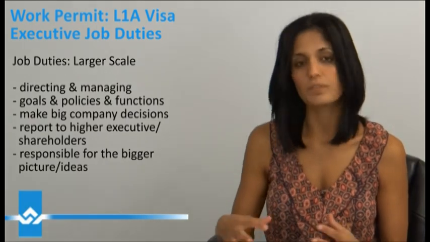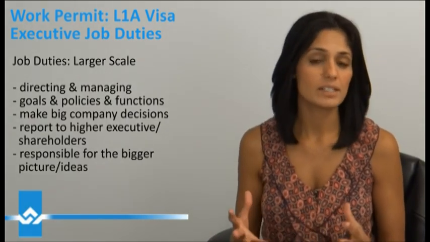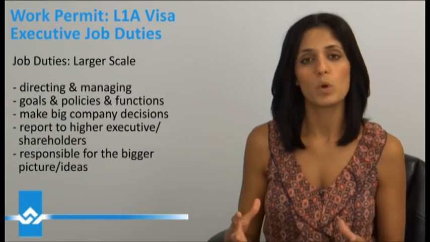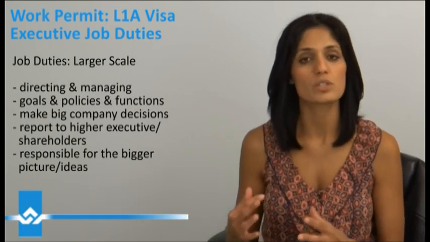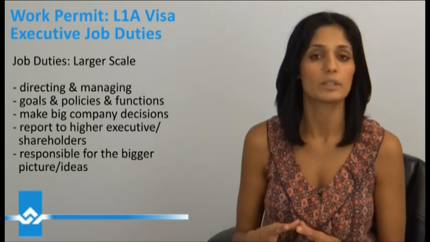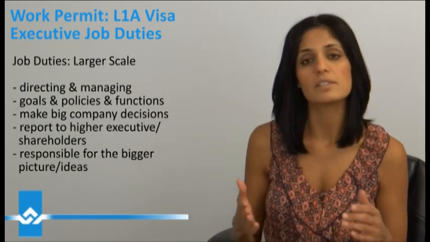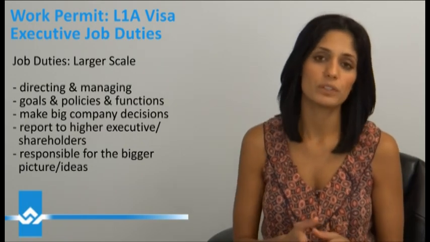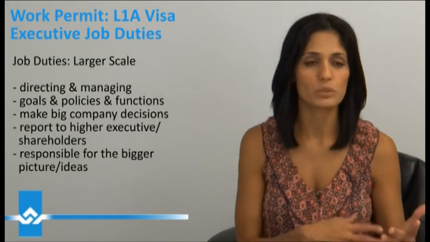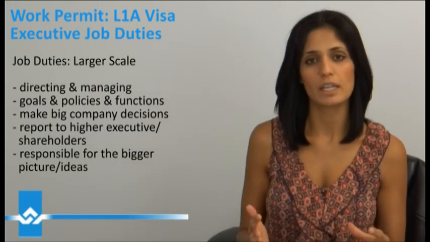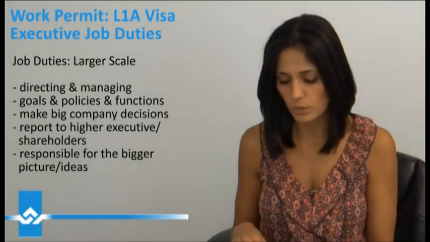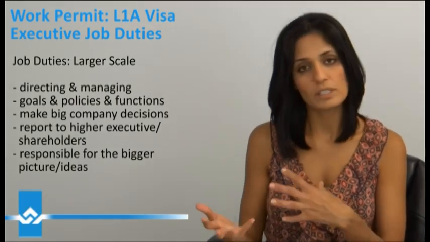So for example, as an executive, you can set a goal to say in 2016, we want our revenue to increase to 1.5 million, and we're going to do this by hiring 15 more employees in the organization, and these 15 employees will be supervised by manager John Smith, for example. So it's a much larger scale, and it's big picture ideas that executives are usually responsible for. Which leads to the next point.